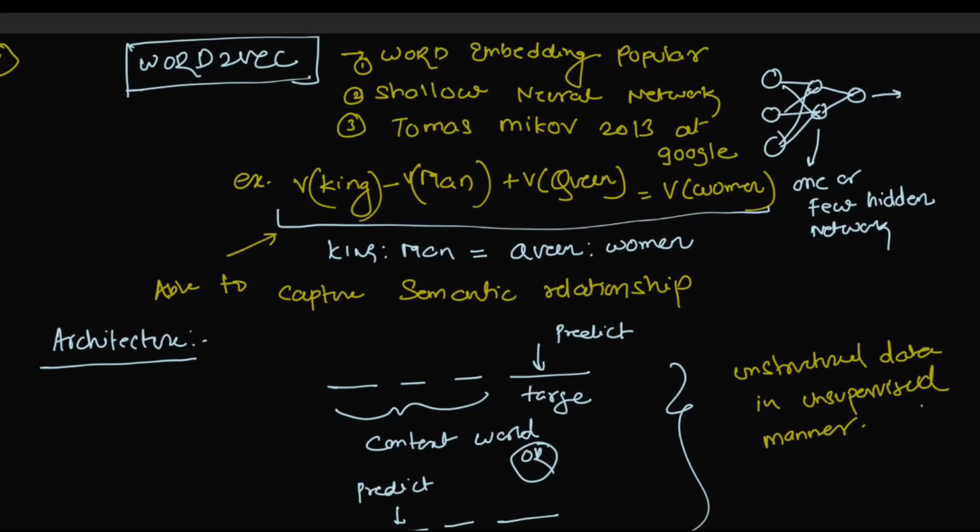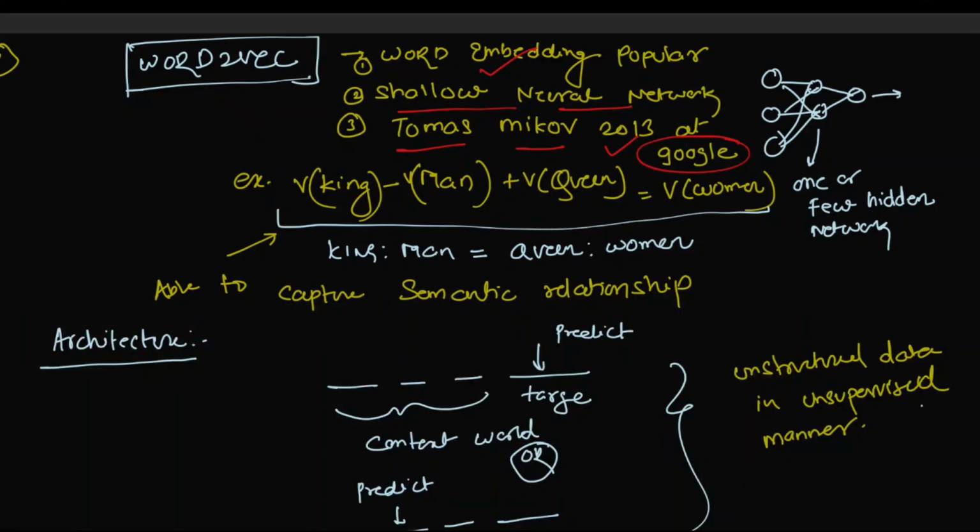So what is Word2Vec? This is a word embedding model. It's a shallow network model. When I say shallow network model, it means it has only one or a few hidden layers in between. If my neural network only has one or two hidden layers, that is called a shallow neural network. If it has multiple hidden layers, then it is called deep. This model was developed by Tomas Mikolov in 2013 at Google.